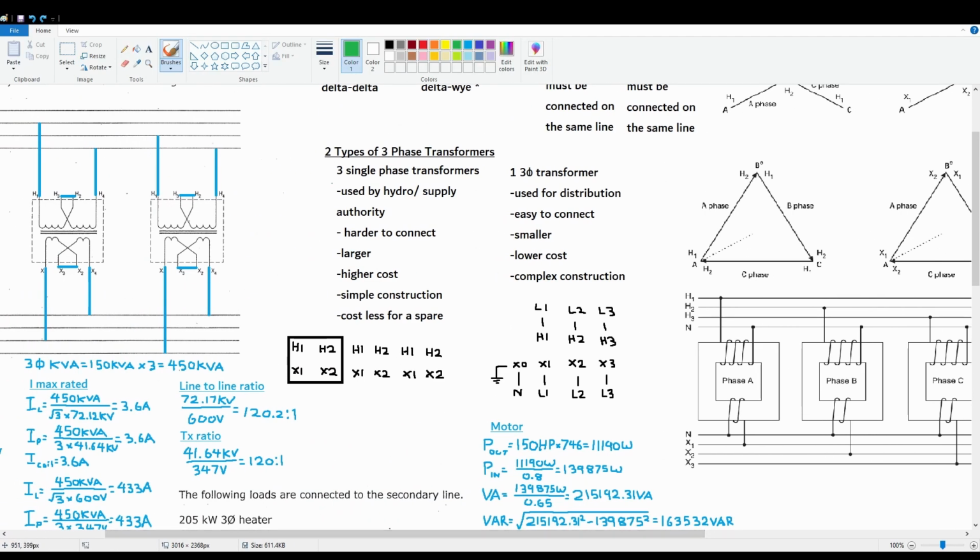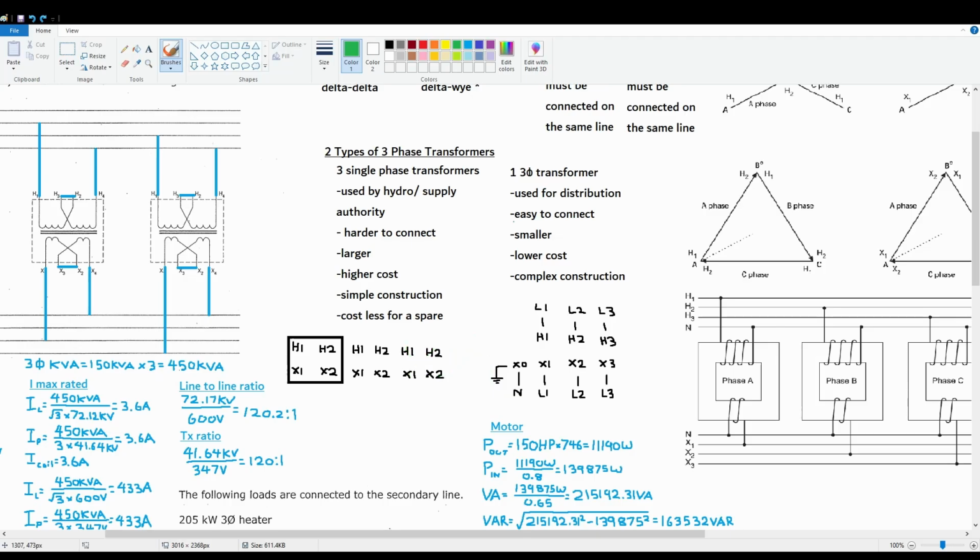Alright, so the three single-phase transformers are most commonly used by the supply authority. They're harder to connect, larger, higher cost, simpler in construction, and cost less for a spare. This is because, let's say if one transformer breaks down, you can just buy one single-phase transformer to replace it, which is cheaper than buying a whole three-phase transformer.